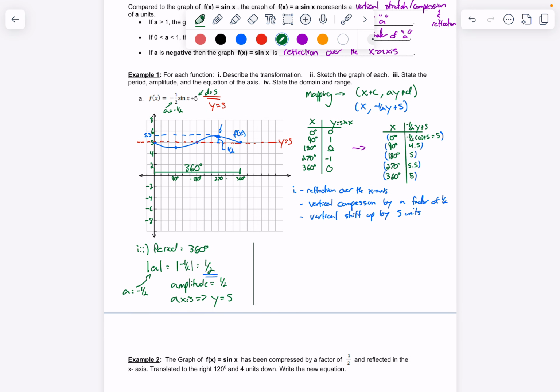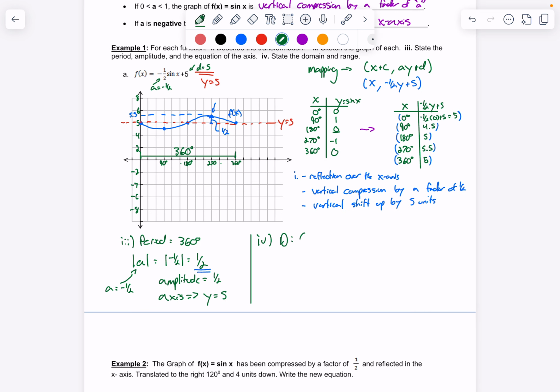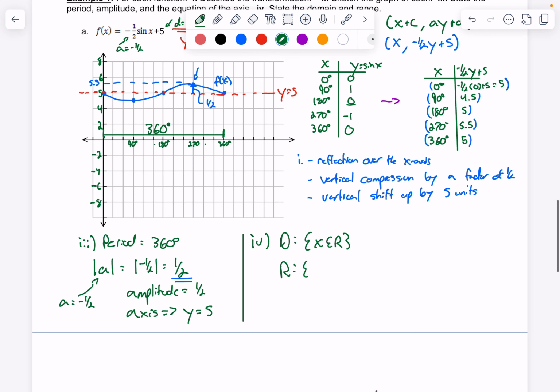And then lastly, state the domain and range. Okay, the domain is always the same. It's x belongs to real numbers. But the range, in this case, let's look at our graph. We have a max of 5.5 and a min of 4.5. So your range then is y belongs to real numbers, and you state your minimum first. So 4.5 less than y less than 5.5. There we go.